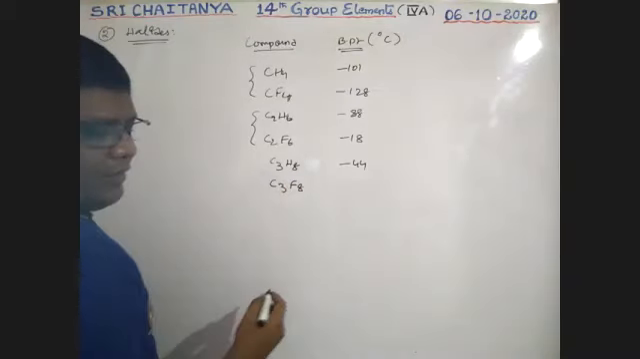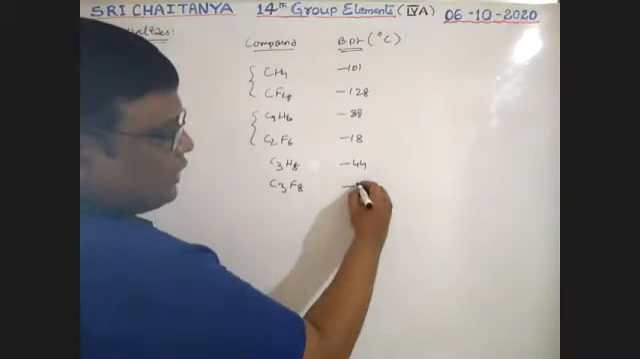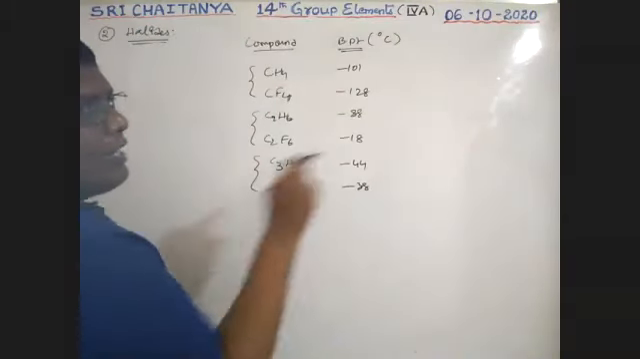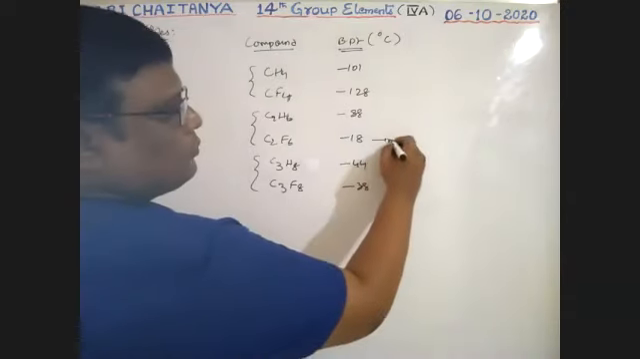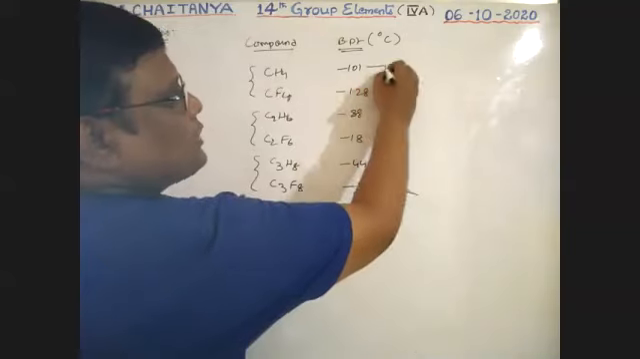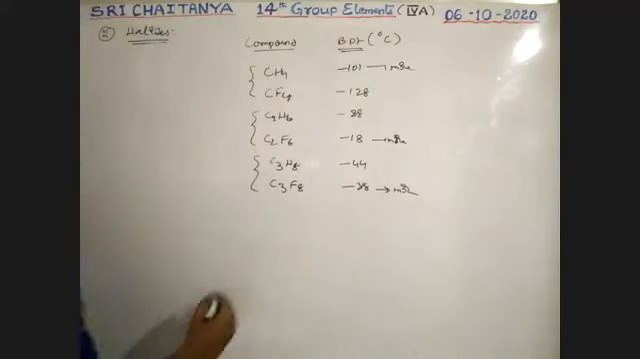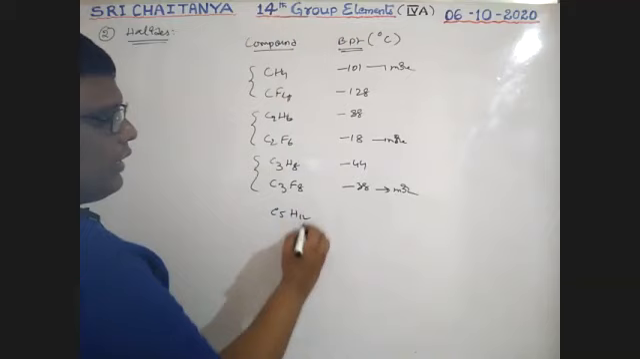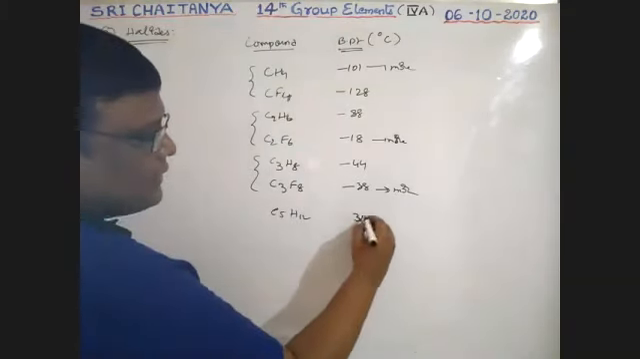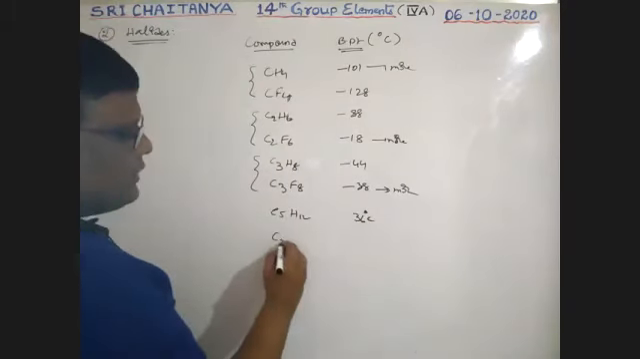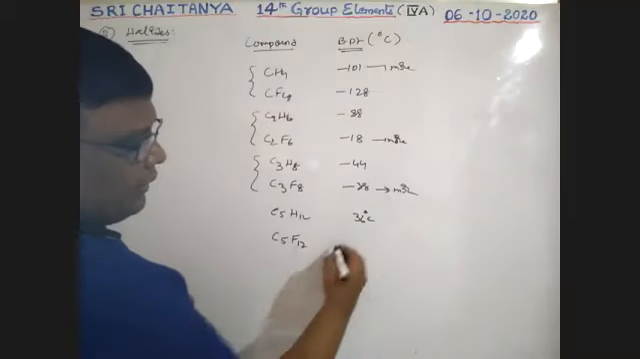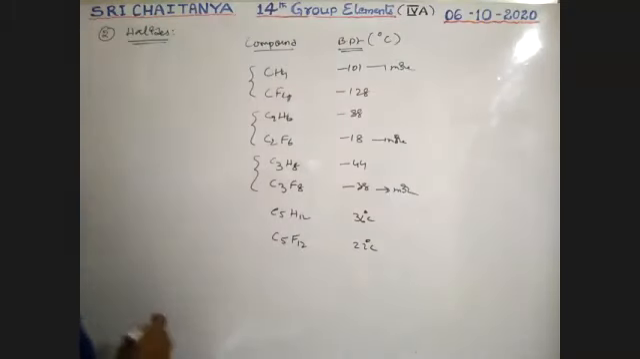C3F8, its value is minus 38. So here also this value is more. Fluorocompound value is more. Next, in case of C5H12, here 36 degrees is the boiling point, and for C5F12, here 22 degrees is the boiling point.